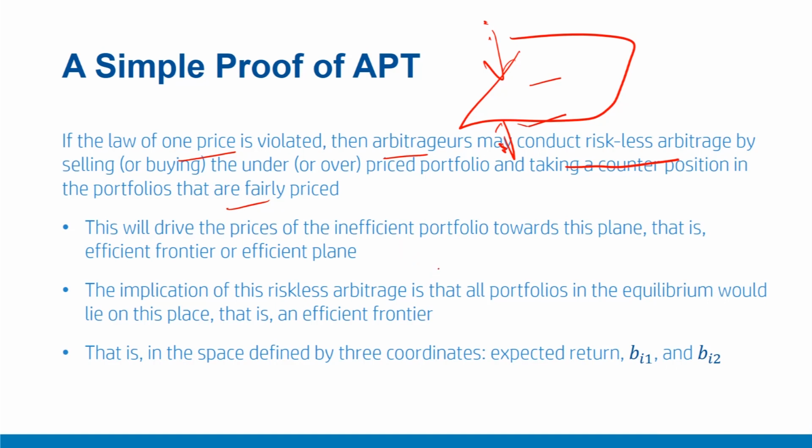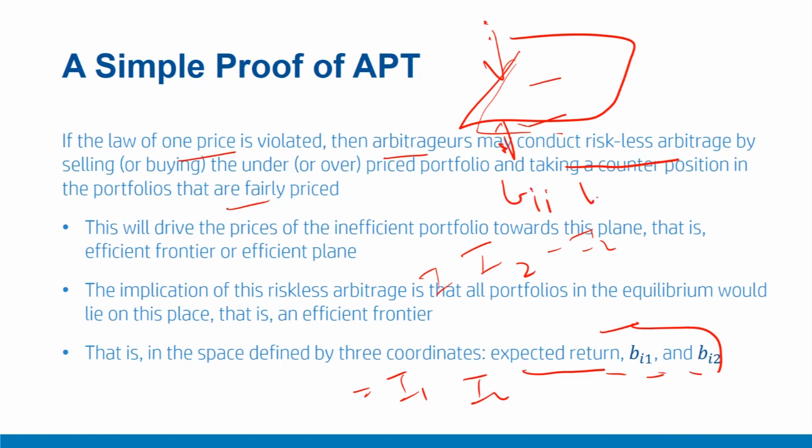The implication of this riskless arbitrage is that in equilibrium, all the securities should lie on this plane. And this plane is precisely defined by three coordinates: expected return, Bi1 and Bi2. This is in the case when the process that is generating return is assumed to be driven by two indices, I1, I2. If the process is a multi-index model, I1, I2, Ij and so on, then the return generating process will lead to an APT model which will also reflect the sensitivities towards all these j indices, Bi1, Bi2 and so on up till Bij.